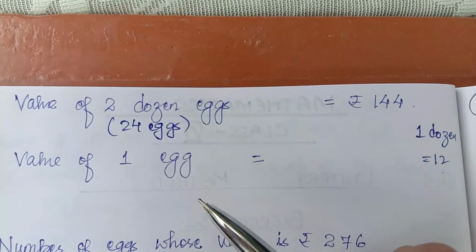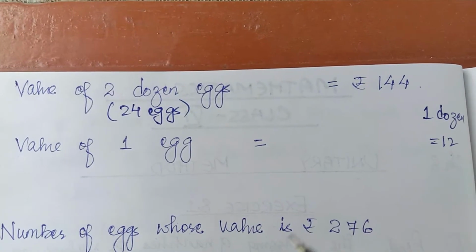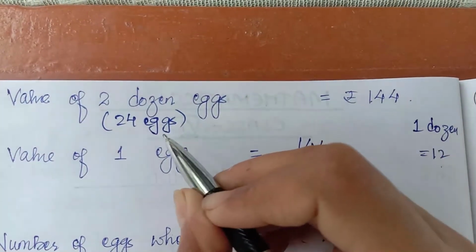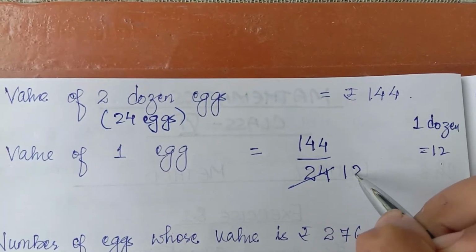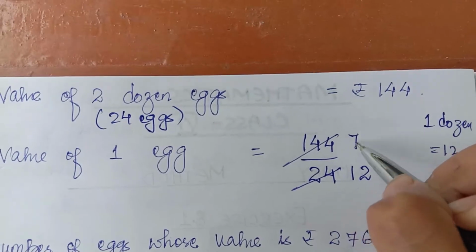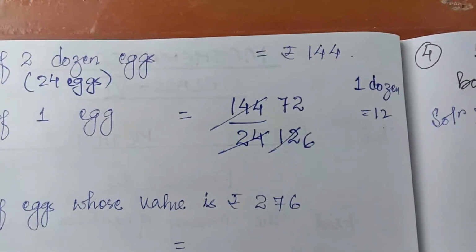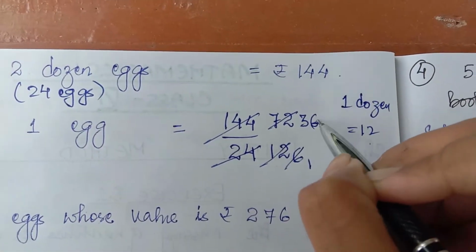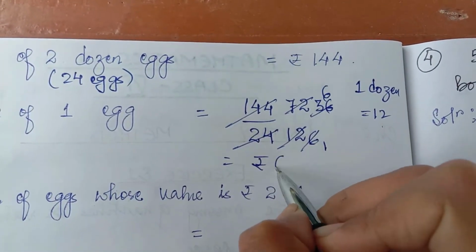So we will find the price of 1 egg. To buy 1 egg, what is the price? For that, we will divide 144 by 24. So we'll cancel here. 2 ones are 2, 2 twos are 4, 2 sevens are 14, 2 twos are 4. Then 2 sixes are 12. Then 2 threes are 6, 2 sixes are 12. Then 6 ones are 6, 6 sixes are 36. That means the cost of 1 egg is rupees 6.